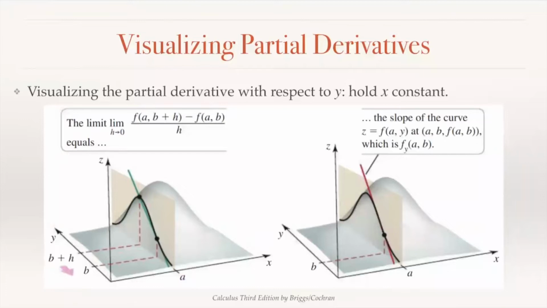And similarly, for the partial derivative with respect to y, we hold x constant. That takes a different cross-section of the surface, and we let the y component approach b, and that tangent line will ever more become the tangent to the surface going in the y direction, with respect to its y coordinate.